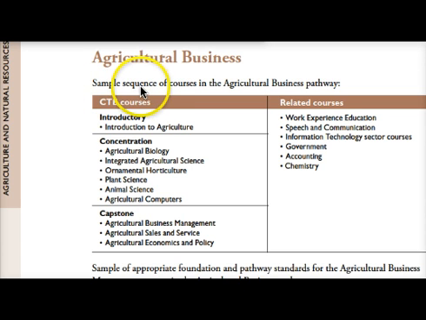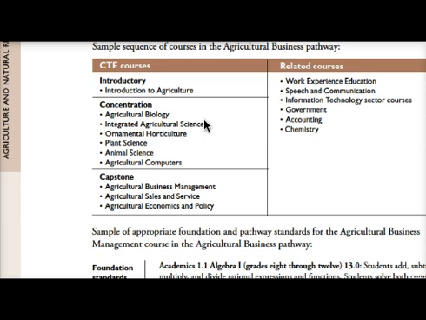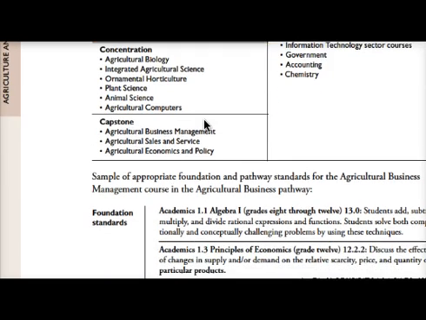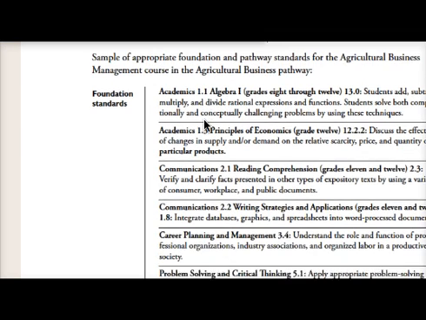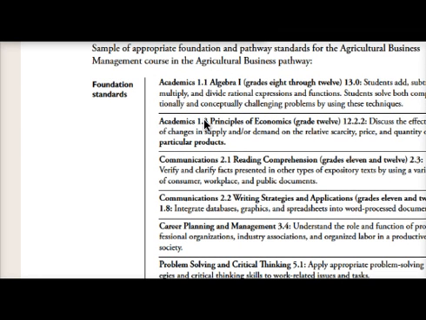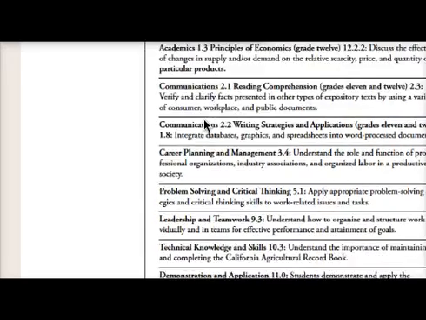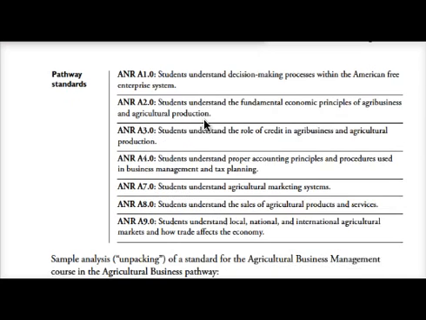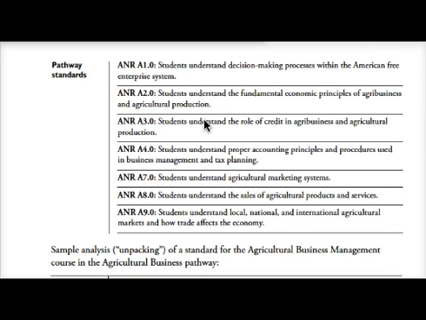What you'll notice is it starts with a sample sequence of courses. So these would be a listing of generally the courses that would be offered at your site for students to follow the agricultural business pathway. You then find foundation standards. These are the standards written in the more technical educational language, but let's keep going. As we continue to scroll under this pathway, we find very specific pathway standards. This is to help support us as to what we need to teach specifically in our agribusiness course.